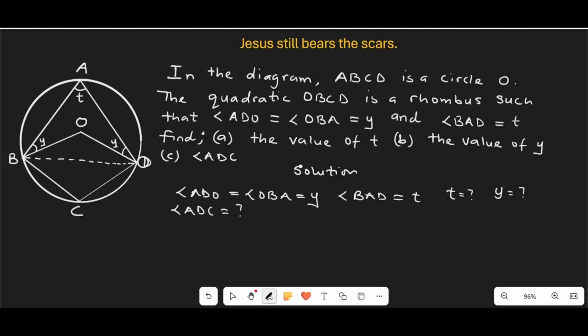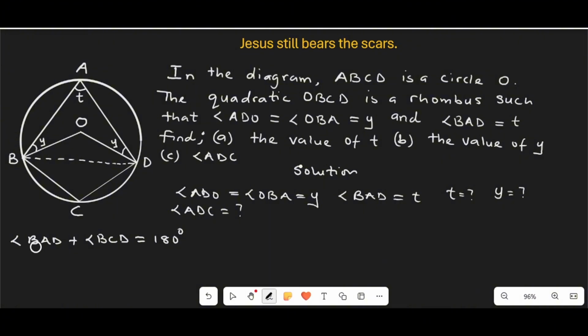First, let us consider this cyclic quadrilateral ABCD. And in a cyclic quadrilateral, opposite angles add up to 180 degrees. That means that angle BAD plus angle BCD equals 180 degrees.